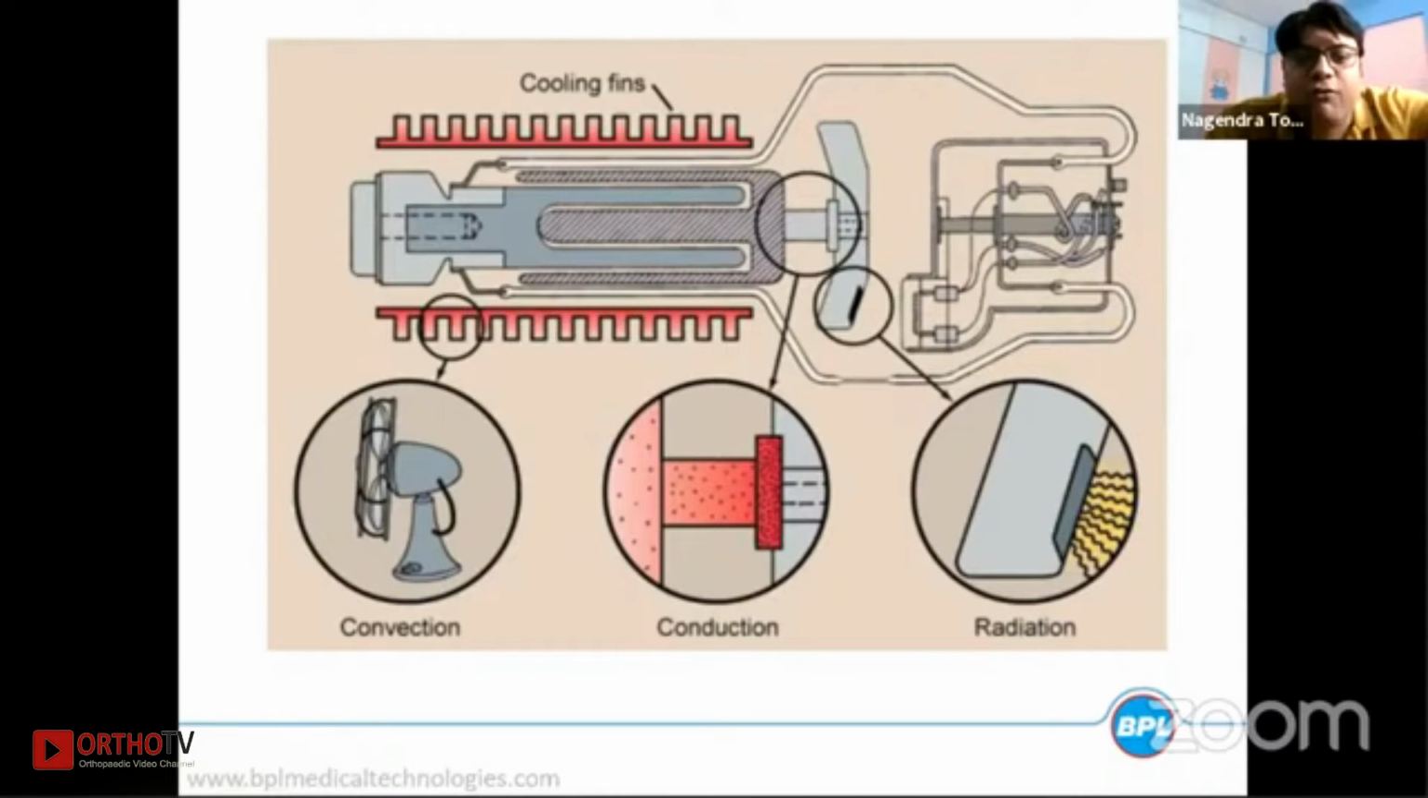You can also have a fan, which we call forced cooling, just to exhaust the hot air inside that monoblock. But we have to take care: if we are having a fan, there should not be any ingress of fluid inside the monoblock, because that will create hygienic disadvantages. But I've seen in most C-arms, especially for ortho, we don't use any convection method or fan.